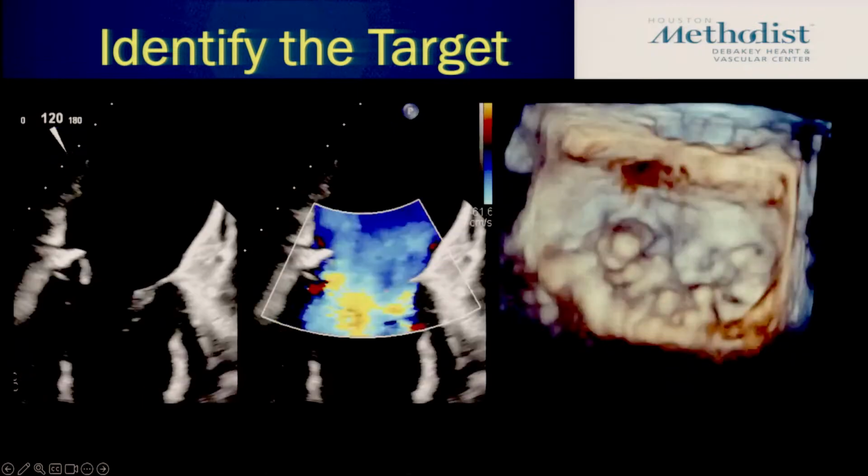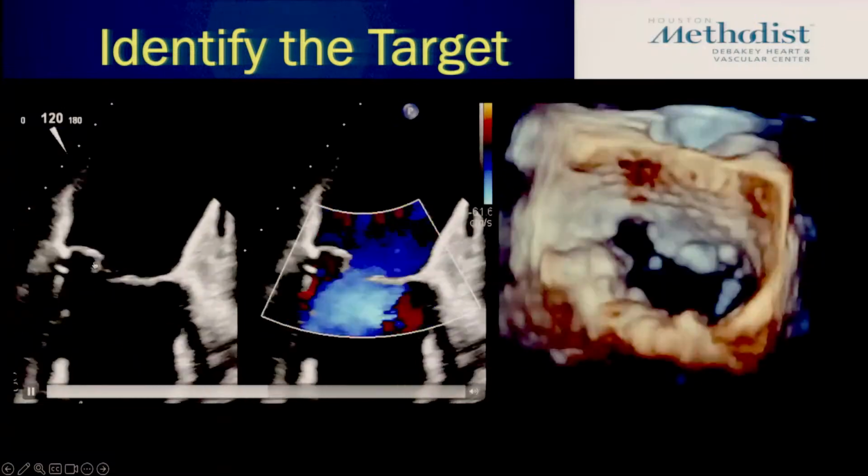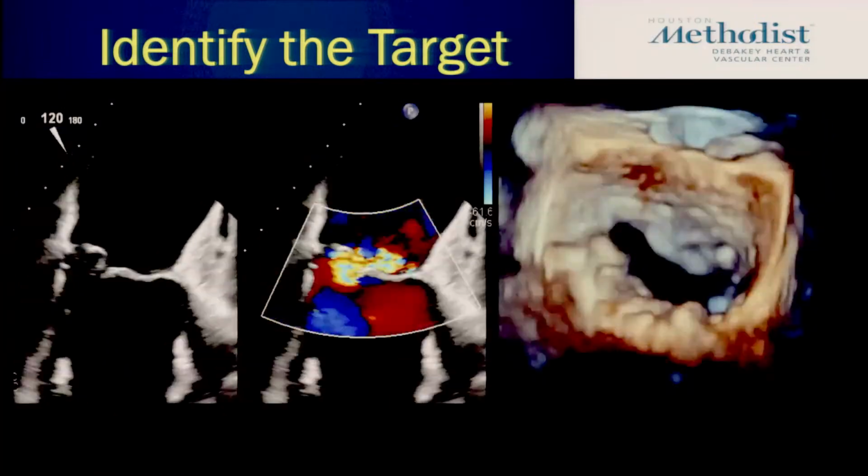You have to identify the target, so where do we ultimately want to go? You see this prolapsing leaflet. When you've done this enough, you realize this is very medial. It's probably P3.